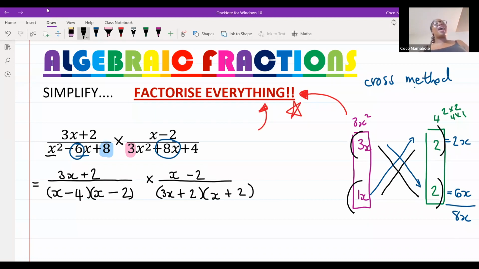All right, now let's have a look at this. Now that we've factorized, we need to look for whatever's common on the top and what's common on the bottom.